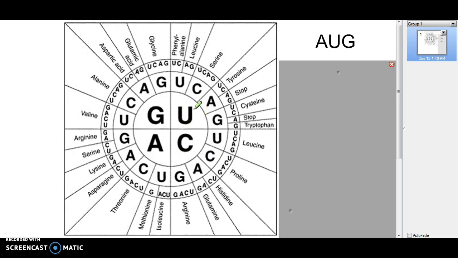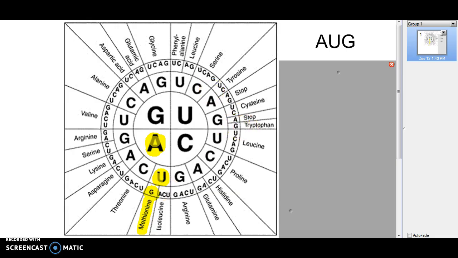If we take a look at our example here, AUG, we start with A here, then we work out to the next ring of letters for the U. Once you're in this A area, you don't hop over to a different group, you just continue on down here for this U. That's the second letter, and then we use the third ring to help us figure out what that last letter is. So that's AUG. The amino acid that this codes for is methionine.